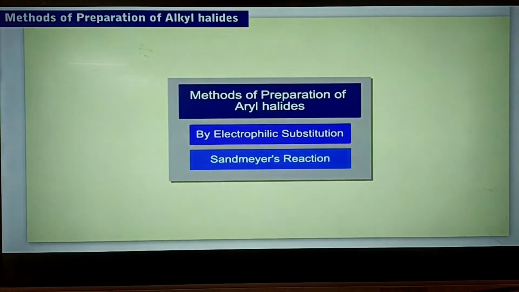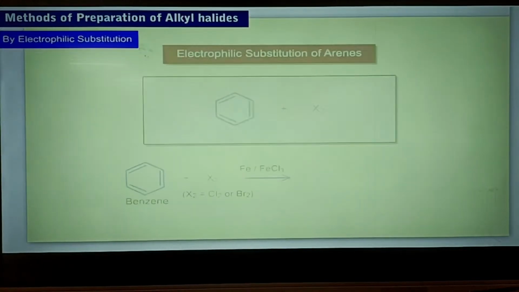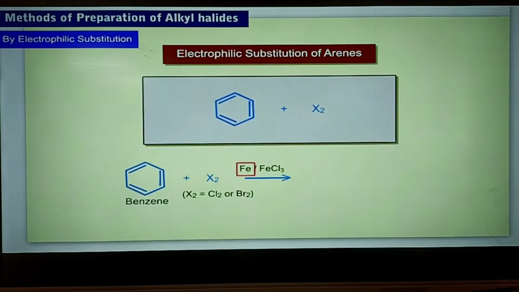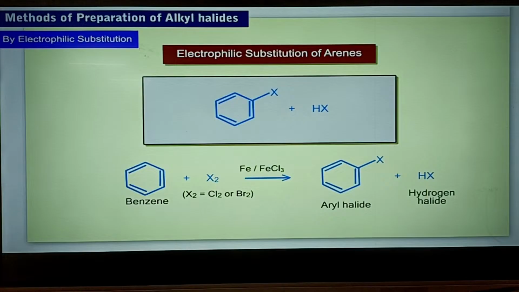To make aryl chlorides and aryl bromides, electrophilic substitution of arenes is used. These reactions require iron or iron(III) halides as Lewis acid catalysts. The general reaction is shown here. An aromatic ring such as benzene reacts with diatomic chlorine or bromine. A halogen atom replaces one of the hydrogen atoms to form an aryl halide and a hydrogen halide.